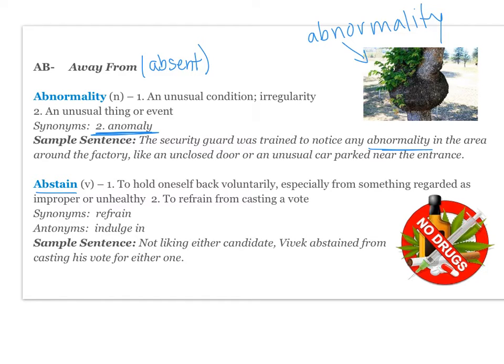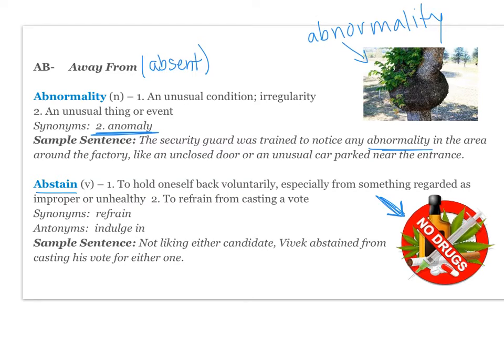So the picture over here goes along with the first definition. So you hear about abstaining usually in terms of something like drugs or alcohol or sex. So if you are not doing one of those three things, you would say that I abstain from drugs or I abstain from alcohol. The term abstinence, which is the noun form of abstain, is usually used to talk about abstaining from sex.